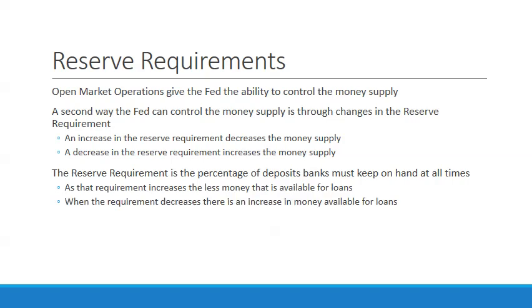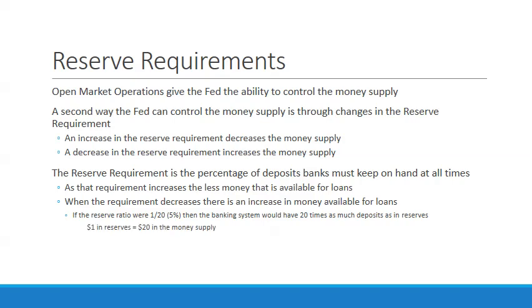So when the requirement decreases, there's an increase in money available for loans. If it goes from 50 to 10%, all of a sudden they don't have to hold as much, thus more money can be loaned out. So if the reserve ratio were 1/20, that's 5%, then the banking system would have 20 times as much in deposits as in reserve. So to give you the idea here, $1 in reserves would equal $20 in the money supply. So at a reserve ratio of 1/20, $1 in reserves equals $20 in the money supply.